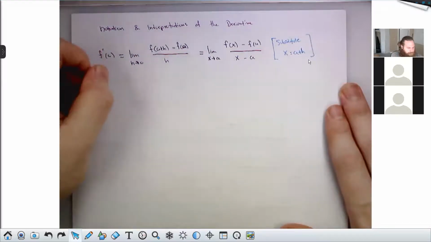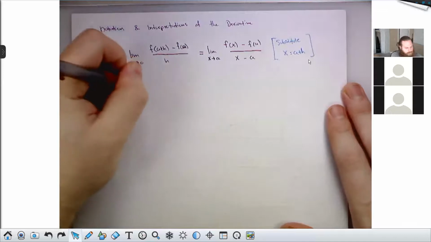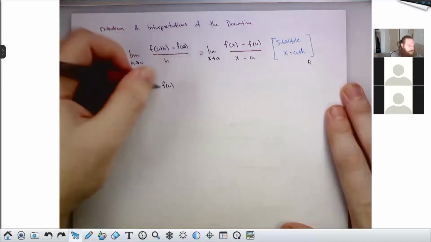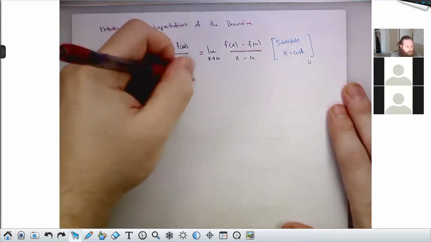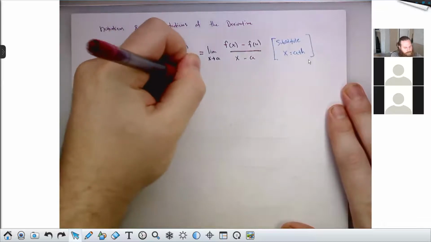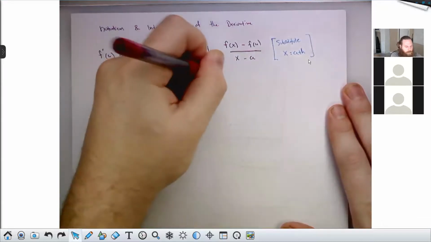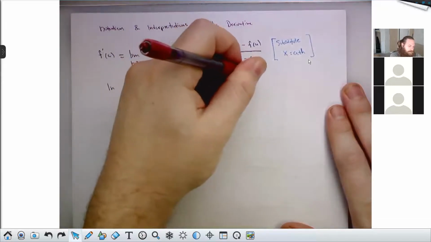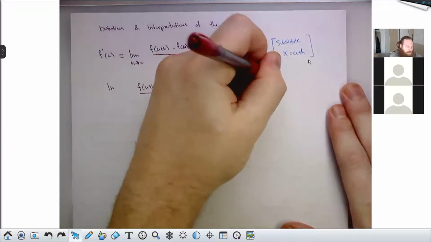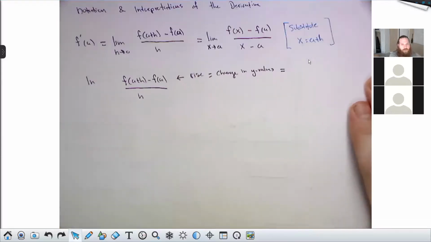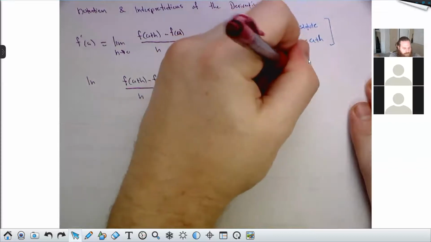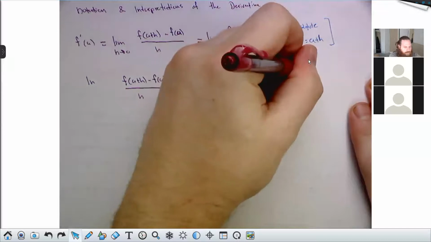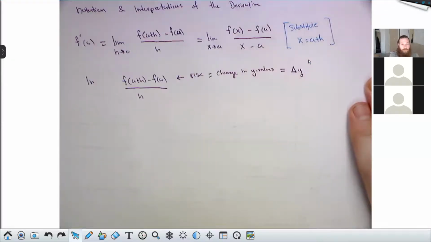Notice that in f of a plus h minus f of a over h, the top is a rise or a change in y values. Mathematicians have a special notation for change in, and that's delta, a capital Greek letter delta, which is just a triangle. So a change in y values we will refer to as a delta y.